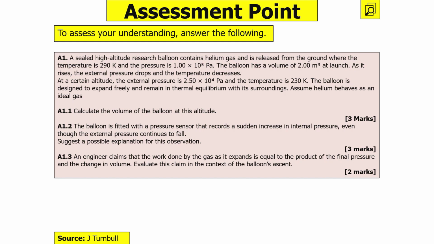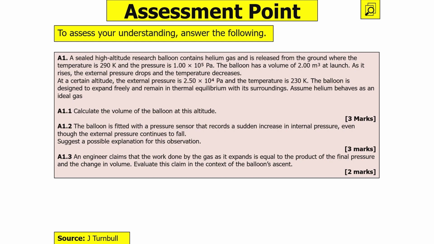Assume helium behaves as an ideal gas. Calculate the volume of the balloon at this altitude. The balloon is fitted with a pressure sensor that records a sudden increase in internal pressure even though the external pressure continues to fall. Suggest a possible explanation for this observation. Then an engineer claims that the work done by the gas as it expands is equal to the product of the final pressure and the change in volume. Evaluate this claim in the context of the balloon's ascent. So, pause the video now, then unpause the video when you want to go through your answer.